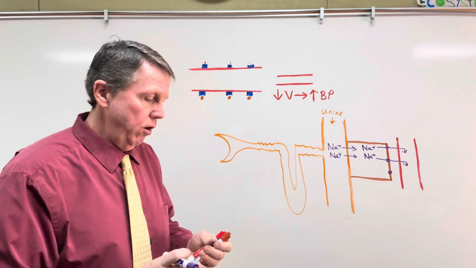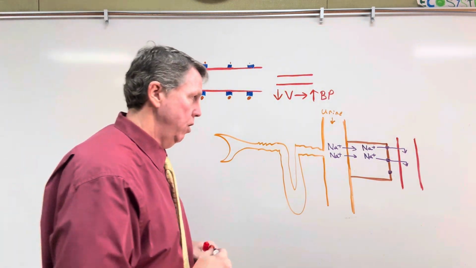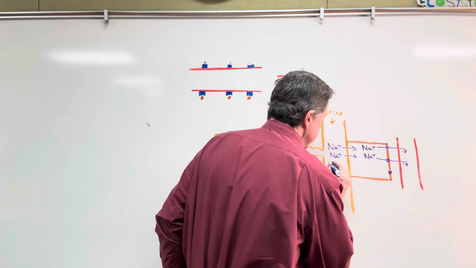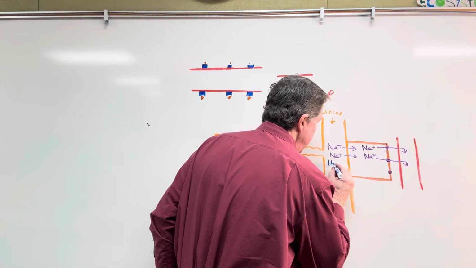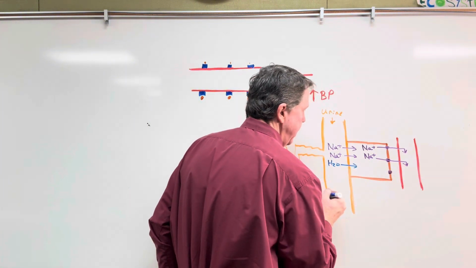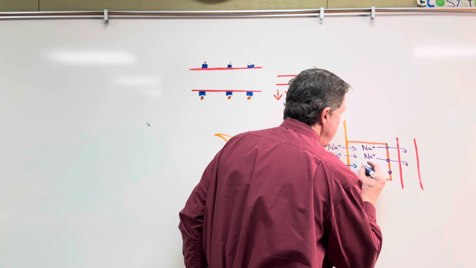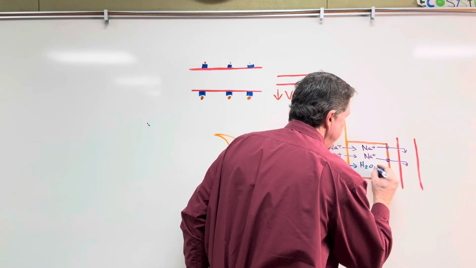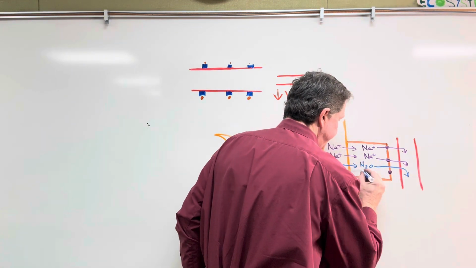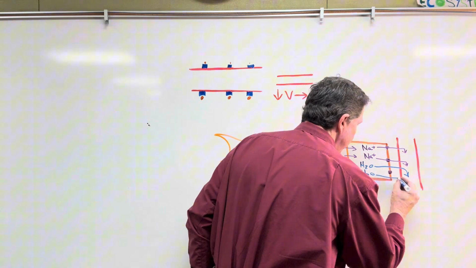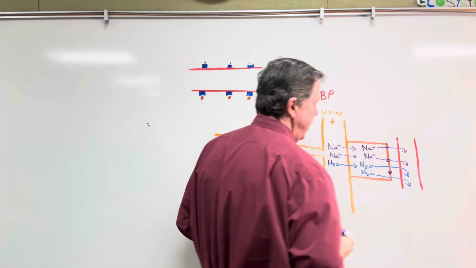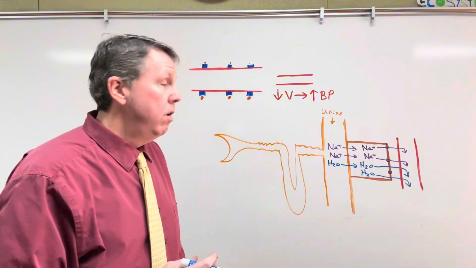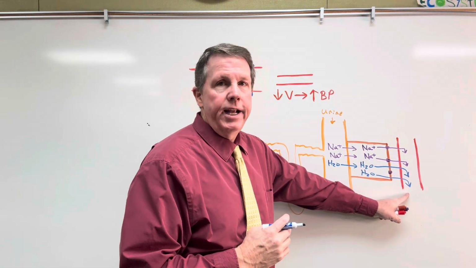The big thing though is water goes where sodium goes, and this is why you get the increase in blood pressure. So water is going to come out of here and go into the cell, but it's going to continue to follow this sodium into the bloodstream. And so what happens is we start to get extra water in the bloodstream, right? Well, the heart has to pump all that extra water.